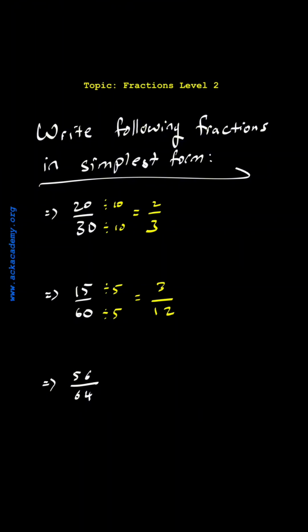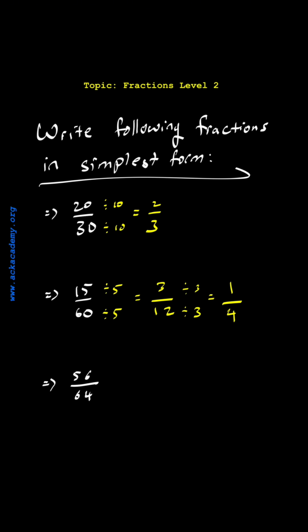So 3 over 12. Is there any number that I can take from the top and the bottom such that I can reduce it? Yeah, there is. I can divide the top by 3 and the denominator by 3. And what do I get? 3 divided by 3 is 1. 12 divided by 3 is 4. And that's the final simplified form. All right, so the next one.